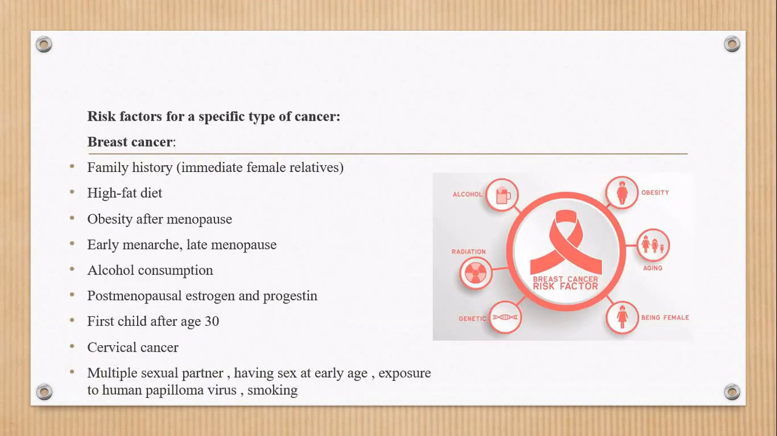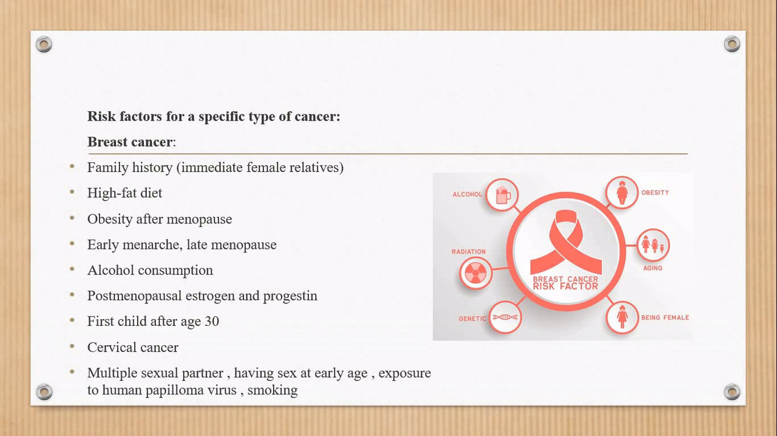Risk factors for a specific type of cancer. Breast cancer. Family history, immediate female relatives. High-fat diet. Obesity after menopause. Early menarche, late menopause. Alcohol consumption. Postmenopausal estrogen and progestin. First child after age 30.